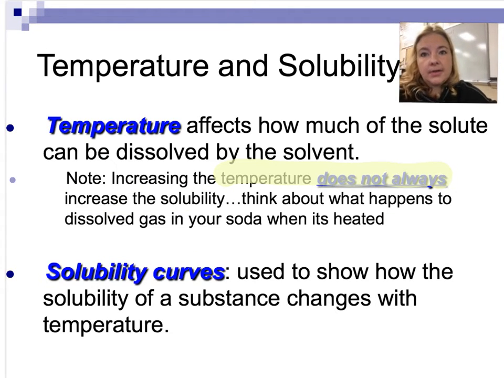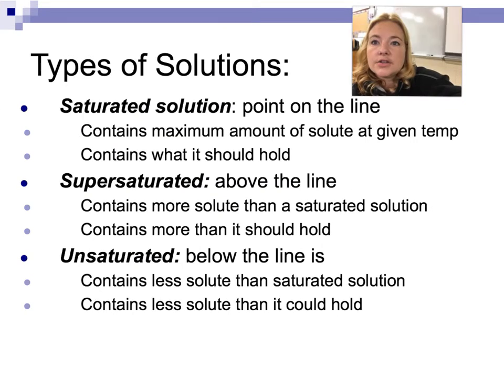We're going to look at those solubility curves and analyze them in order to figure out if the material is what we call saturated, unsaturated, or supersaturated. So that's the next thing we're going to define. Our three different kinds of solutions include saturated, unsaturated, and supersaturated.